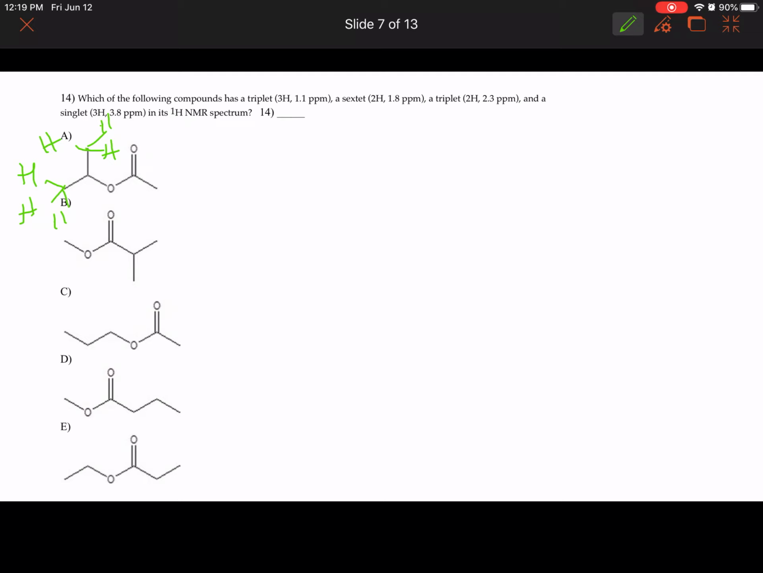So these 6 hydrogens are going to be chemically equivalent because they are in the same environment. So if A is the correct answer, we should have a 6 hydrogen doublet due to the neighboring carbon hydrogen. Do we have that in our data given anywhere as a 6 hydrogen doublet? No. So because of that, A is out.